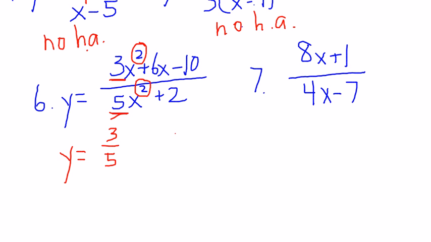On 7, numerator's degree is 1, denominator's degree is 1, they're the same. So my horizontal asymptote, you just divide the coefficients. So my horizontal asymptote on number 7 is y equals 2.